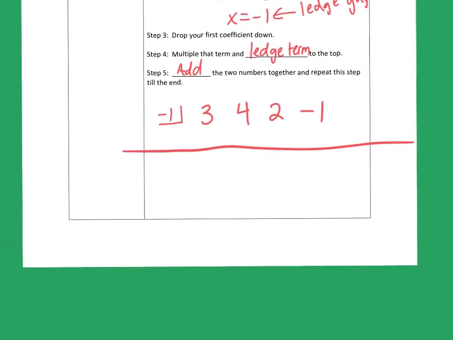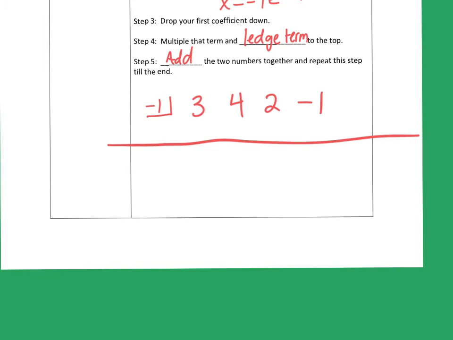So here's what we got. Very first thing, drop down the first coefficient, okay? That's step 3. So drop this guy down. So that's all I've done so far is just drop that 3 down, okay? Now, I take this term, 3, and I multiply it by my ledge guy. So 3 times -1 is just -3, and I write that right here. And now this is just an addition problem. 4 plus -3 or 4 minus 3 is just +1.